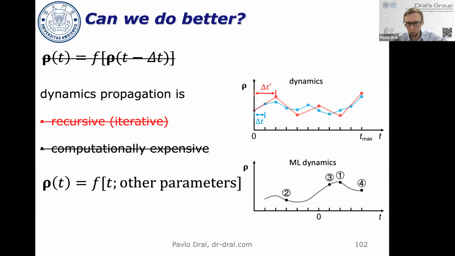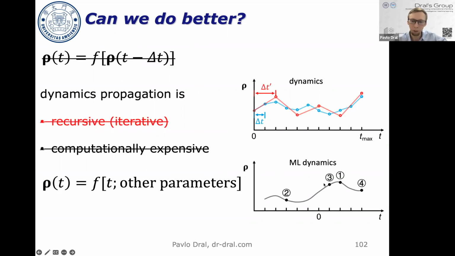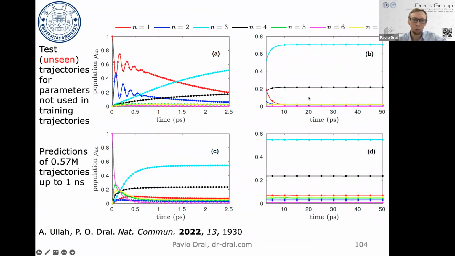So we also tested it for different types of dynamics. Here, for quantum dynamics, we showed that if you give time as a parameter and also give some simulation parameters, you can get a very good population, so that you can get the whole trajectories as a function of time. You don't need to do it recursively. You can predict it at any time you want, basically. So you don't need to do it step by step, and it's smooth. There is very good agreement between reference and theory.